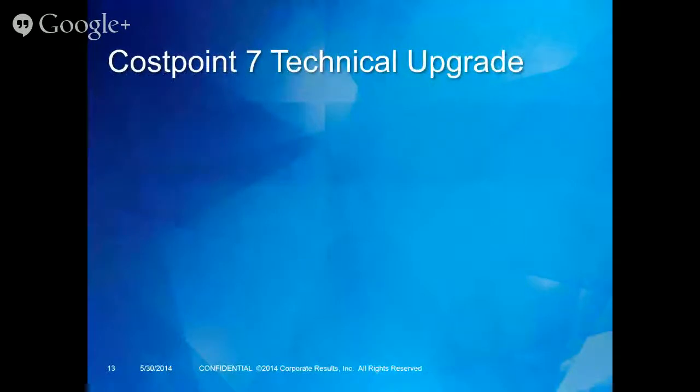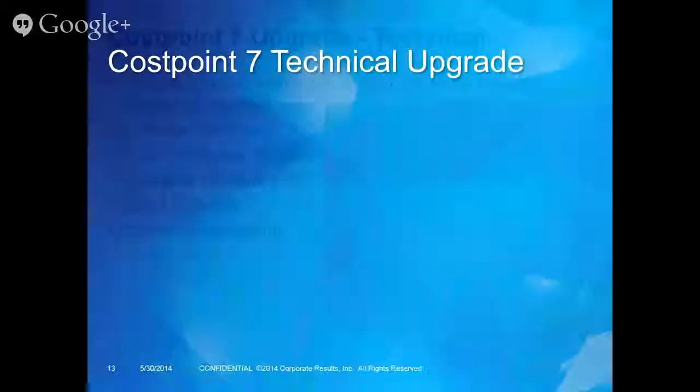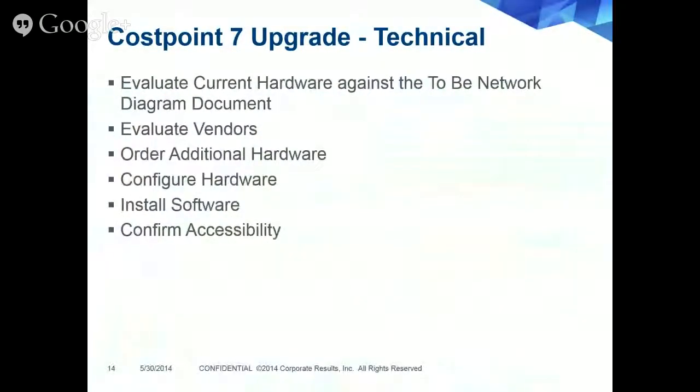Getting back to the Costpoint 7 upgrade, the technical upgrade. So we have evaluate current hardware against the to-be network diagram document. We have to evaluate our vendors, possibly order additional hardware. We have to configure that additional hardware, install the software, and confirm that it's working efficiently and correctly. And now we'll get into functional testing and regression/integrated testing.